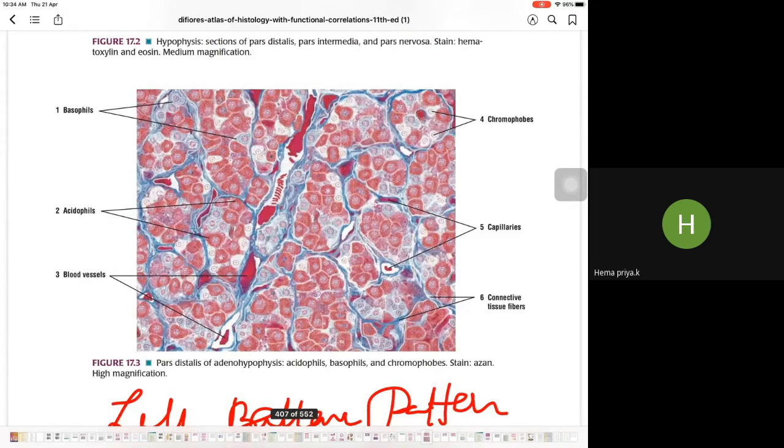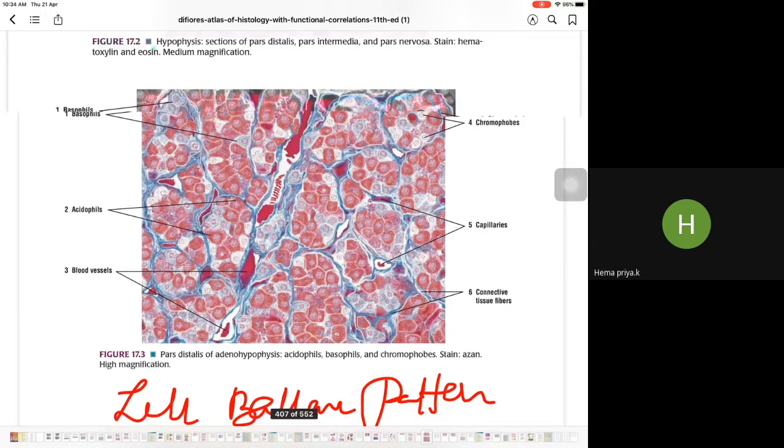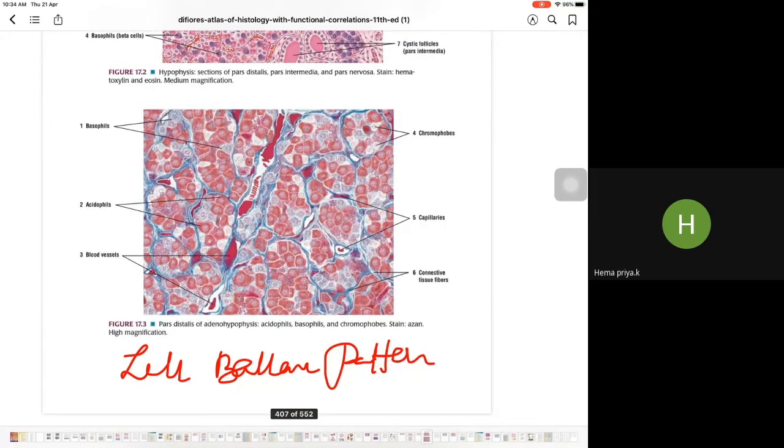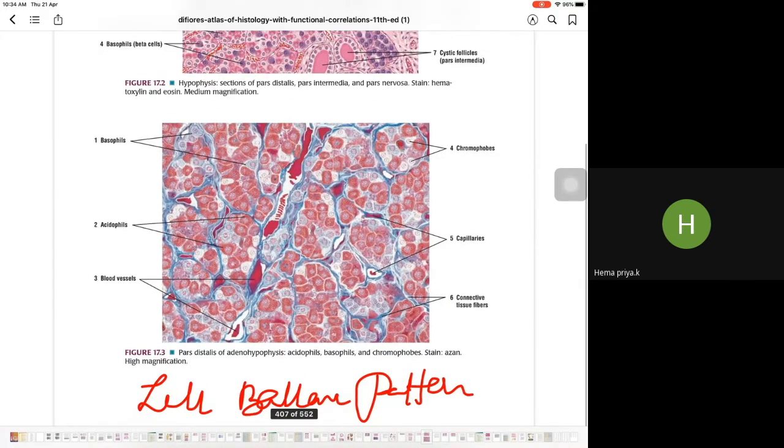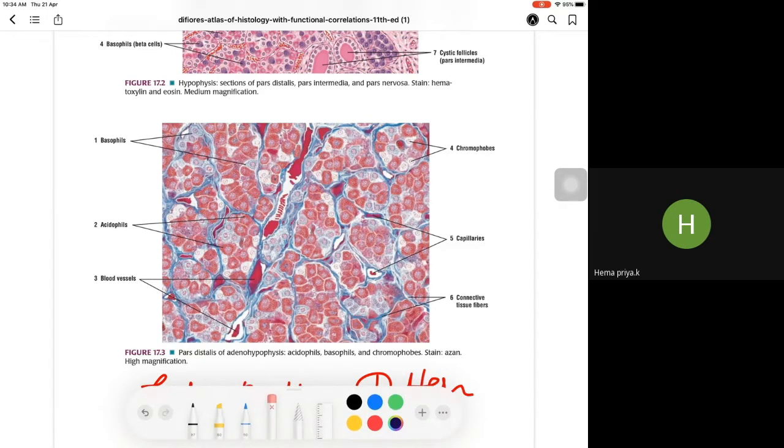Figure 17.3, pars distalis of adenohypophysis, acidophils, basophils and chromophobes, stain azan, high magnification. To the left, basophils, acidophils, blood vessels; right, chromophobes, capillaries, connective tissue fibers. And these are all Zellballen pattern. That's why in paraganglioma or neuroendocrine tumors, you can see the Zellballen pattern.